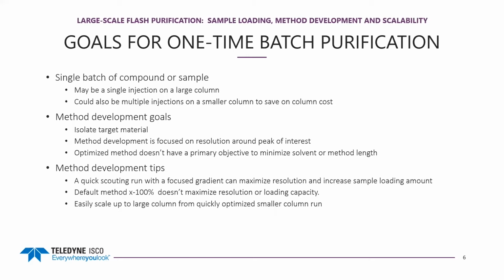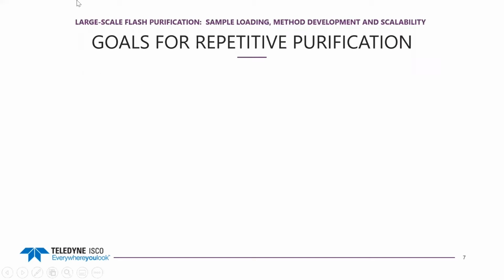And then finally, you can easily scale up to the large column from a quickly optimized smaller column run. So once you've verified that the purification works on the smaller column, you can easily use a scale-up calculator to transition to that large column.